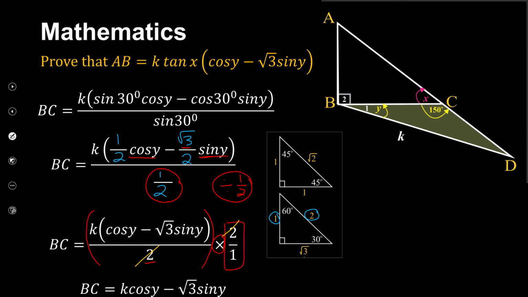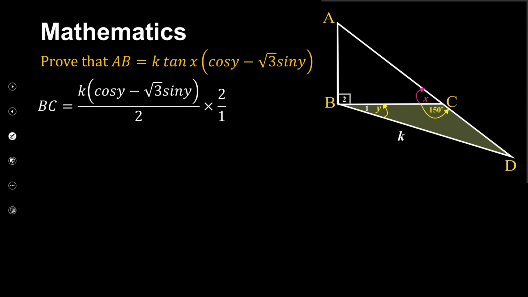Now remember, what were we trying to prove? We were trying to find AB. But remember, before we find AB, we needed to find this side. And that's what we found now. So we found an expression for BC, and we got to go plonk it back into that original equation we started off with. And the original equation we started off with was, sorry, that's just where we were. So we had BC was k cos y minus root 3 sine y.